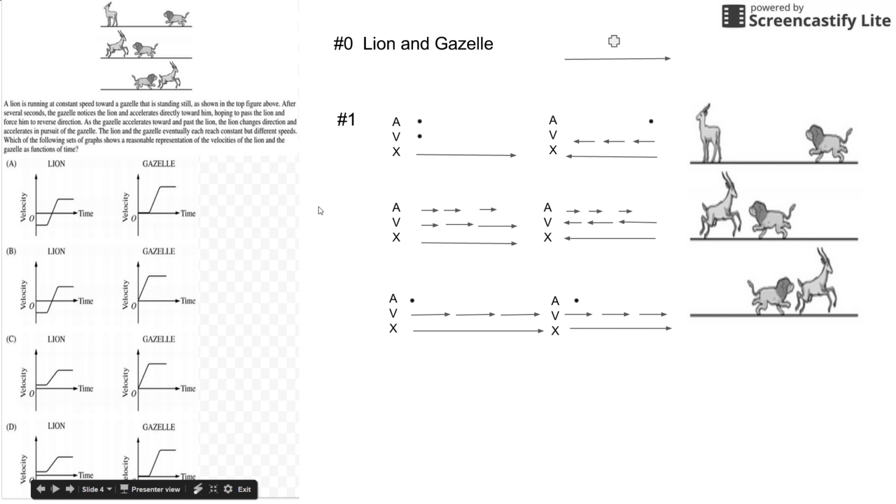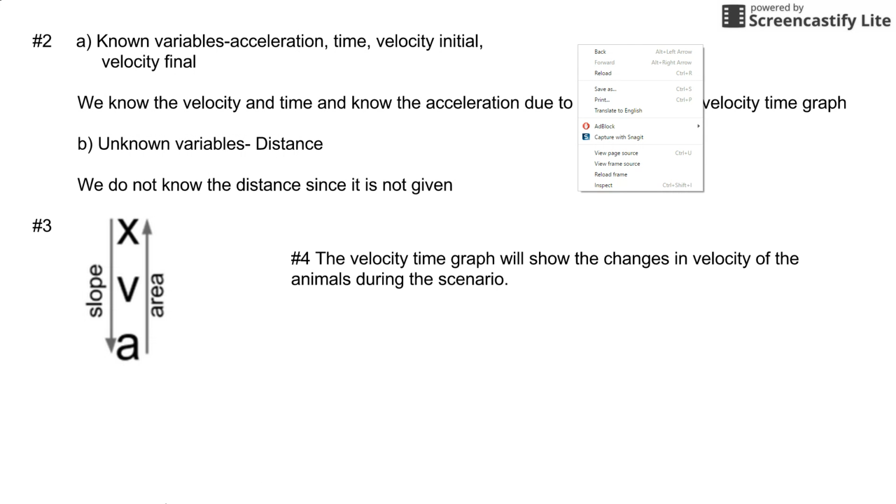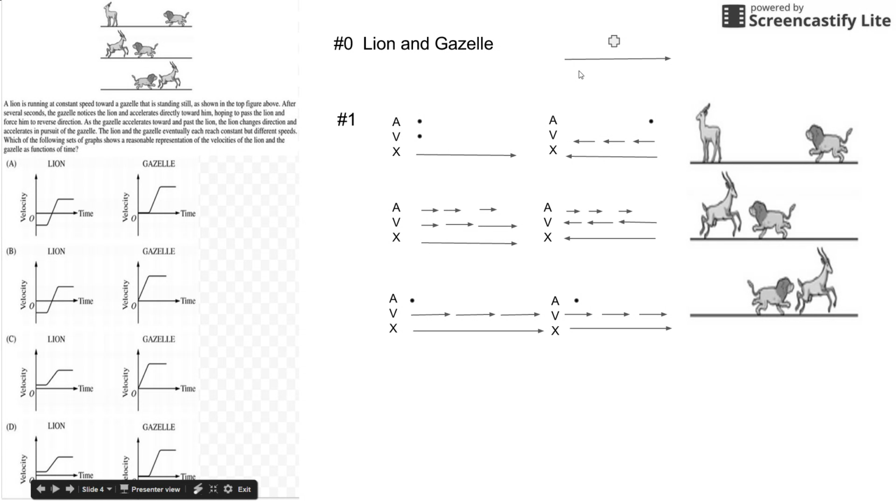So to solve this problem, we start out with identifying our objects or particles. Those are the lion and the gazelle. And then we choose a direction to be positive, which I chose the right to be positive. In this first picture, the equation says the gazelle is standing still, so it has no velocity, therefore no acceleration. And the lion has no acceleration, but is running at a constant velocity towards the gazelle, intent to catch it.